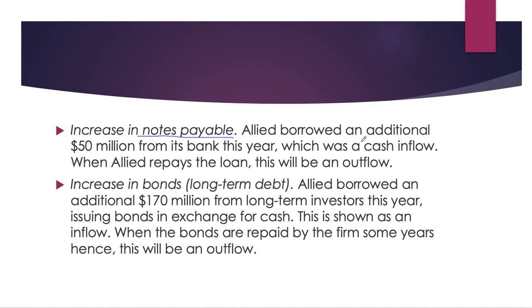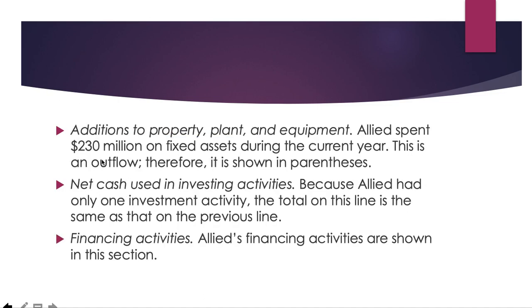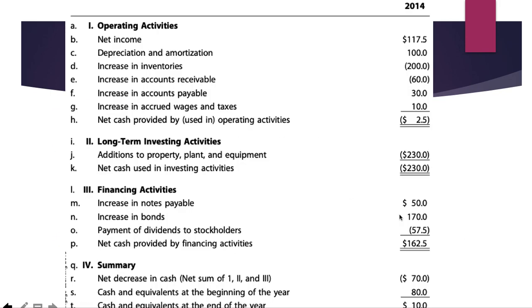So Allied borrowed an additional, for example, 50 million from its bank this year. So this is a cash inflow. So when we borrow some money or when we issue a bond, that will be reflected as an increase in the notes payable. And in this example, we have an increase of here 50 million additional borrowing. So that's a cash inflow. Increase in bonds, again, cash inflow. What can be the outflow here? The payment of dividends to stockholders, because we pay to our shareholders. This is a cash outflow from the company.